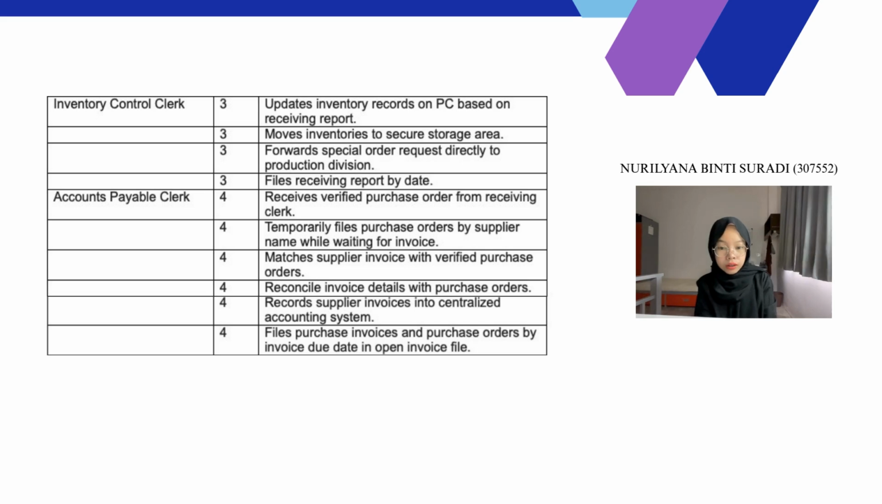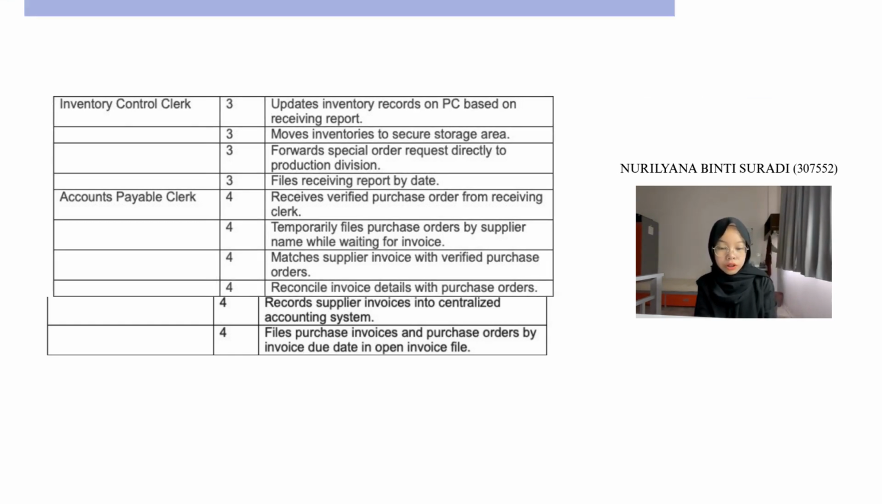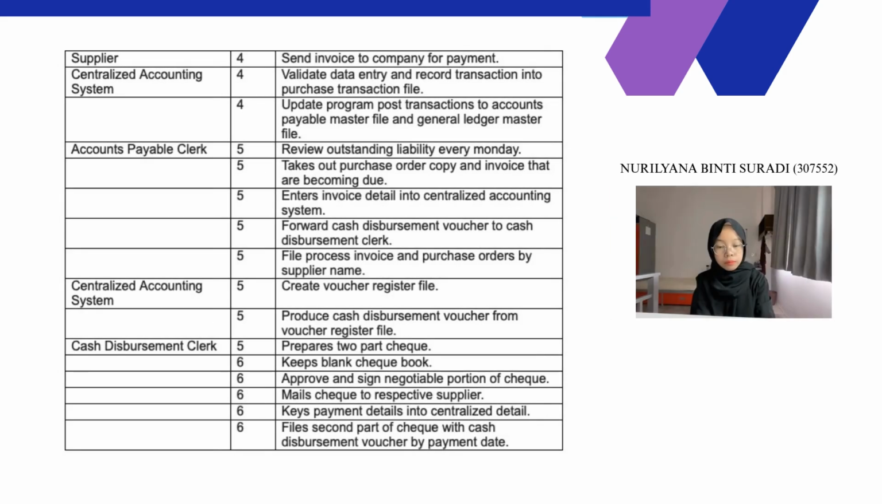For paragraph 4, we have the accounts payable clerk, who receives the verified purchase order from the receiving clerk, temporarily files purchase orders by supplier name while waiting for the invoice, matches the supplier invoice with verified purchase orders, reconciles invoice details with purchase orders, records the supplier invoice into the centralized accounting system, and lastly files the purchase invoice and purchase orders by invoice due date in the open invoice file. For the supplier in paragraph 4, it sends an invoice to the company for payment.